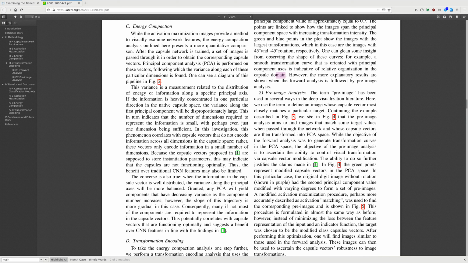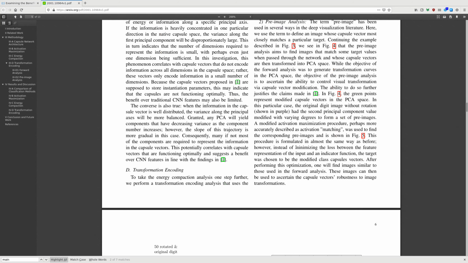In figure 4 we see that the pre-image analysis aims to find images that match some target values when passing through the network, whose capsule vectors are then transformed into PCA space. While the objective of forward analysis was to generate transformation curves in PCA space, the objective of pre-image analysis is to ascertain the ability to control visual transformation via capsule vector modification. In figure 4, the green points represent modified capsule vectors in PCA space. In this particular case, the original digit without rotation, the purple, had the second principal component values modified with varying degrees to form a set of pre-images, as a modified activation maximizing procedure, perhaps more accurately described as an activation matching procedure, to find corresponding pre-images.